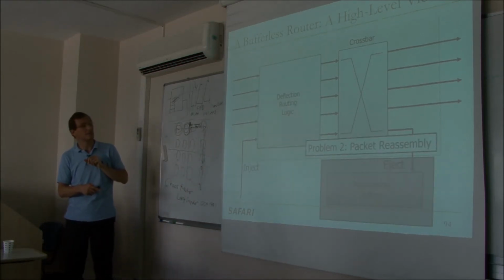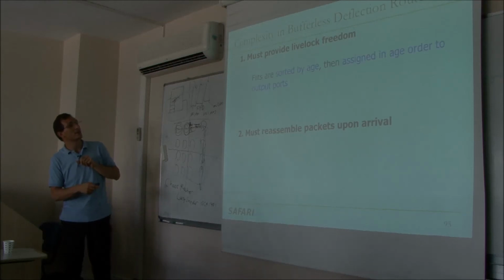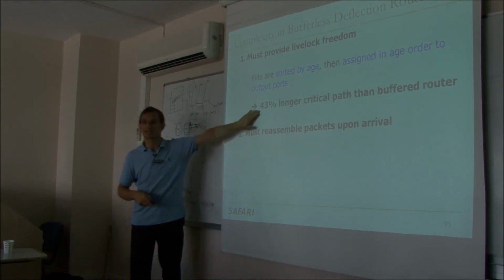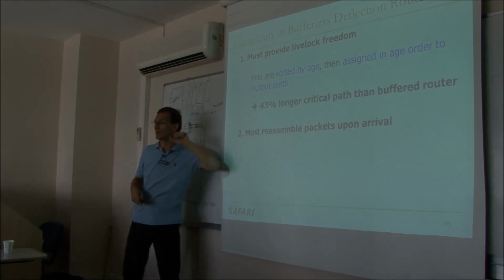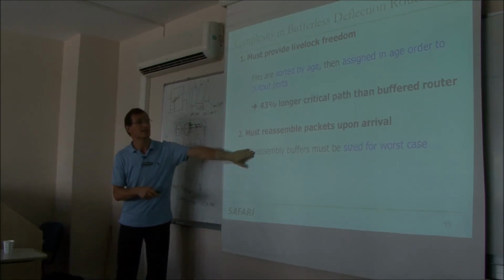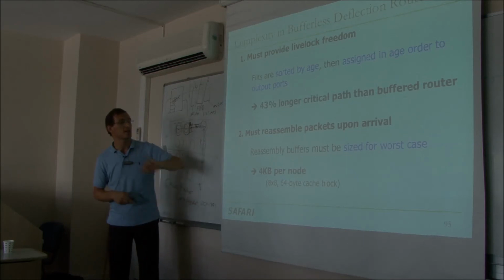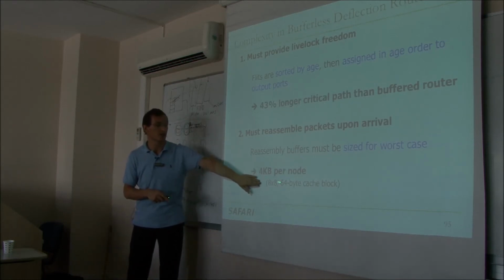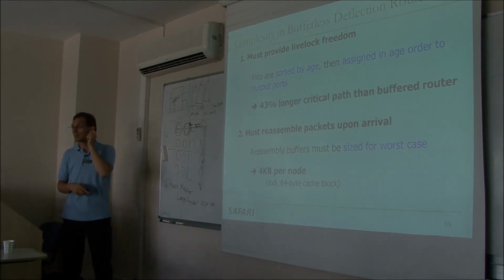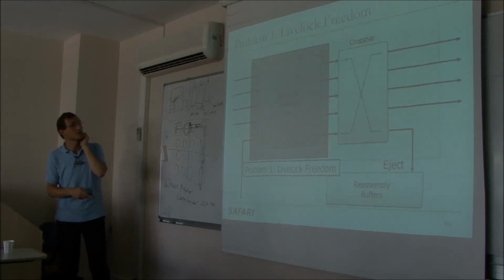Let's take a look at how did we solve this first problem first. Basically, we sorted the flits by age and then assigned an age order to output ports, right? It turns out this leads to 43% longer critical path than a buffered router, which is pretty high. The second issue is reassembly buffers must be sized for the worst case. And if you look at the worst case, which I'll show you, it could be 4 kilobytes per node. And I'll show you the worst case later on, which could be pretty high in a 64 node system. And it becomes much worse in a 1,000 node system, right? Let's take a look at the first problem.